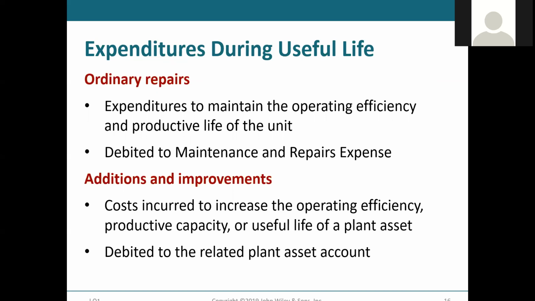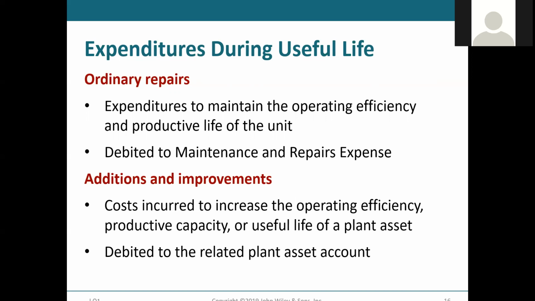An example would be you bought a new truck, and every 3,000 miles, you have to change the oil. Every year, maybe you have to change the brake fluid or something. That's normal repair and maintenance. All that's doing is keeping the truck within the confines of what it was intended to do in the first place.